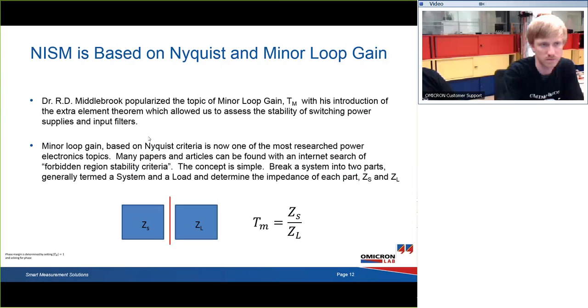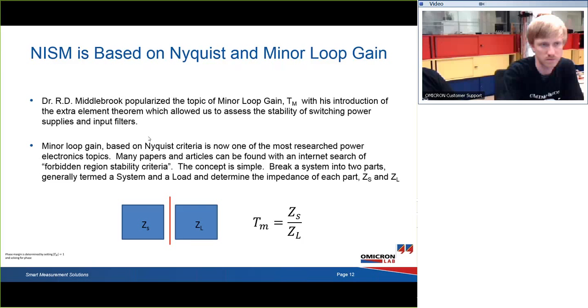So how does non-invasive stability margin work? You may be familiar with the work of Dr. R.D. Middlebrook, who popularized a topic called minor loop gain, which is generally represented as T sub M. He introduced this through his extra element theorem that allows us to assess the stability of switching power supplies when they're combined with input filters.